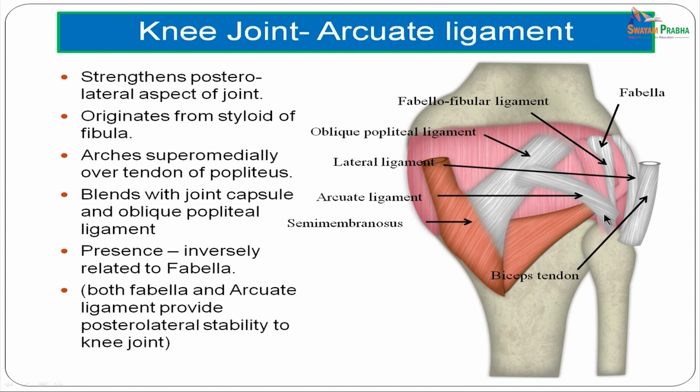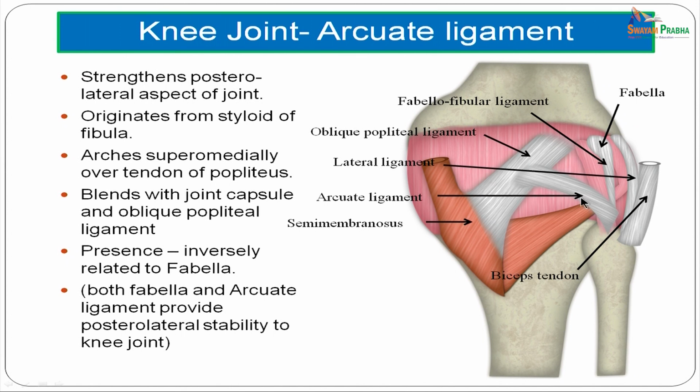This ligament strengthens the posterolateral aspect of the joint. It originates from the styloid process of the fibula, arches superomedially over the tendon of popliteus and blends with the joint capsule and the oblique popliteal ligament.